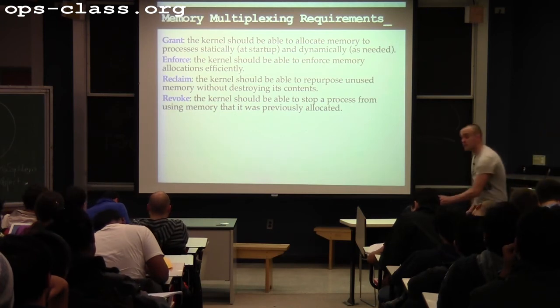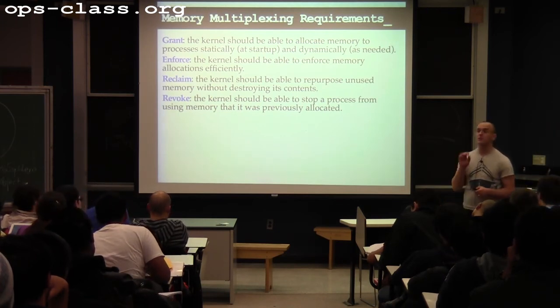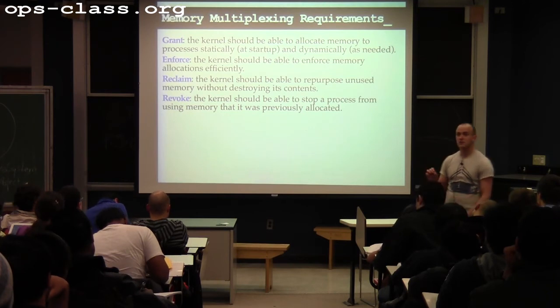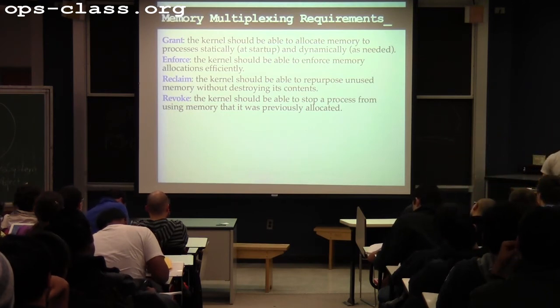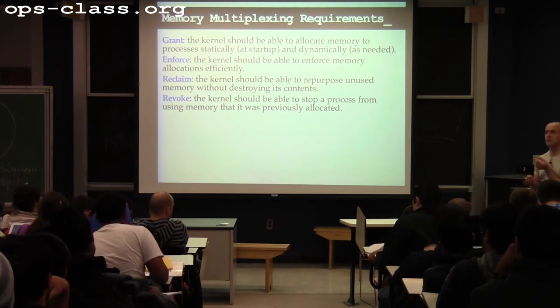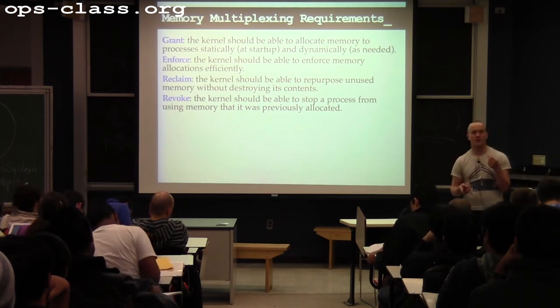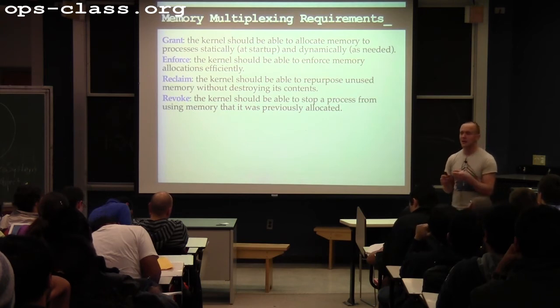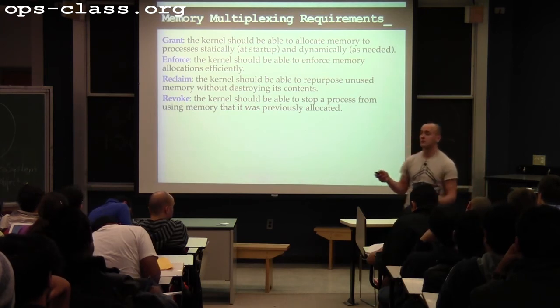I should be able to enforce my memory allocations, and I want to be able to do this efficiently. This shouldn't slow down the system to a great degree. But I need to make sure that I can provide tasks with private memory. The memory should be private to that task, and a task shouldn't be able to just write over another process's memory.